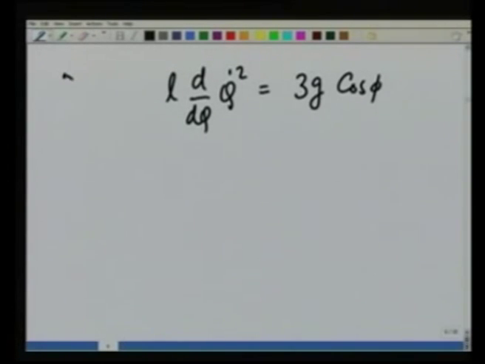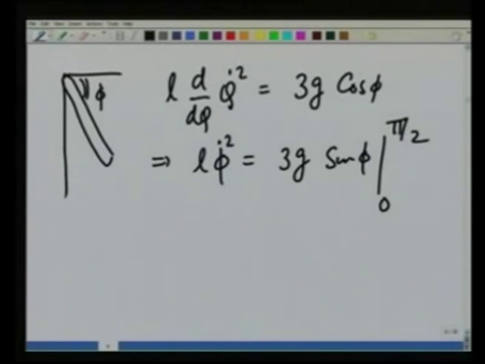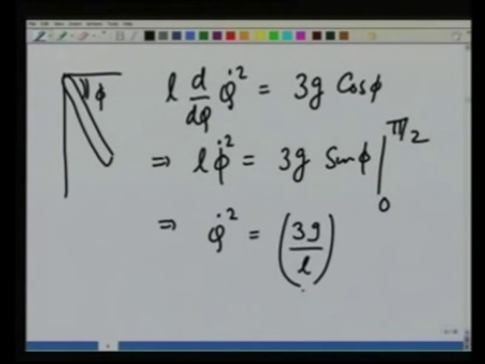This is for a rod which is of length L, and this angle is phi, and this gives you L phi dot square is equal to 3 g sine of phi starting from 0 to angle pi by 2 when it comes to the vertical, and this gives you phi dot square equals 3 g over L, which is the same answer as obtained earlier.